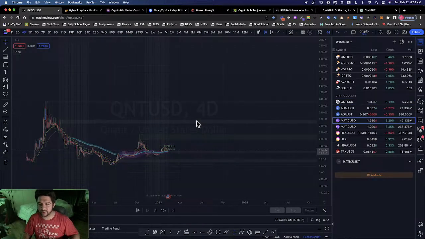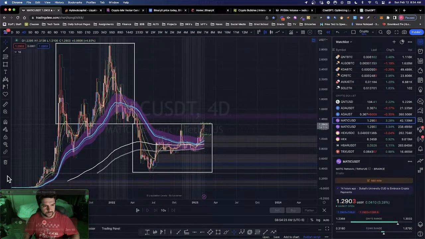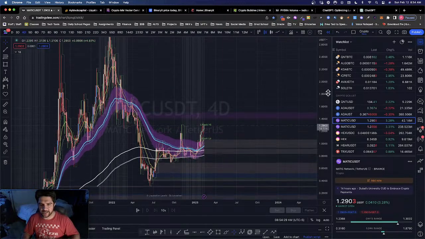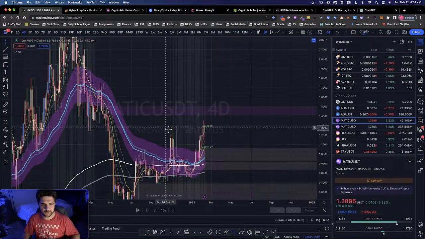Look at Matic going up. Why is Matic going up? What's going on here? Matic's gonna realize the purple region right here. Look, how do you get people to buy before you dump? Right? You pump.